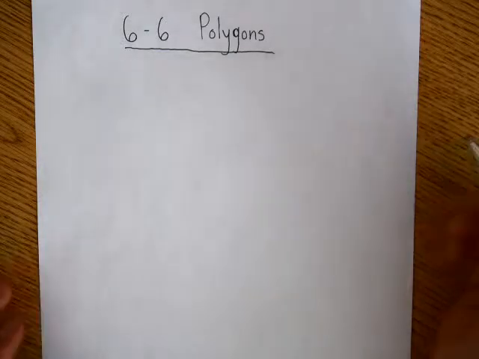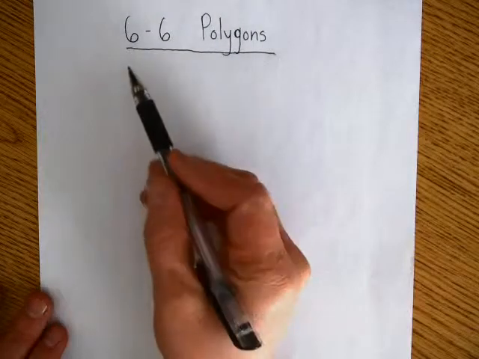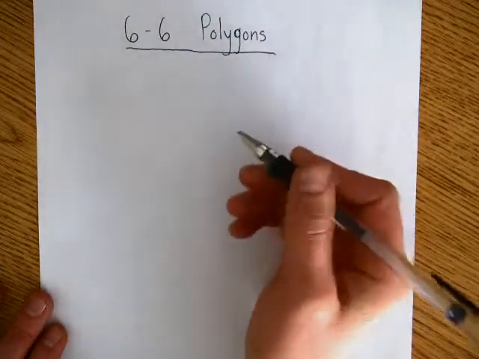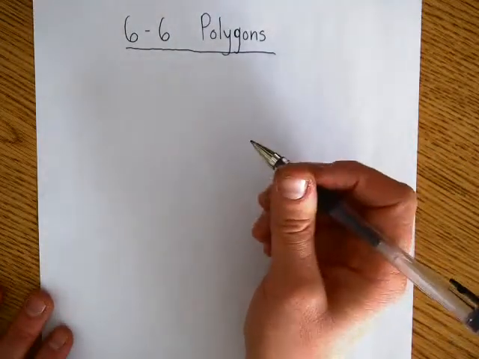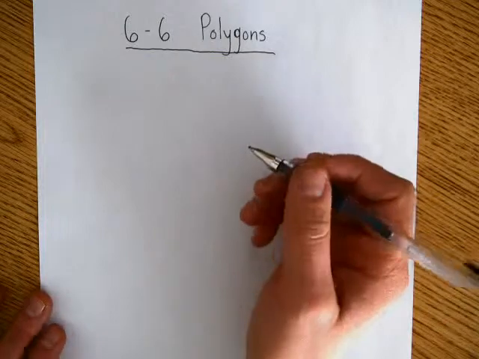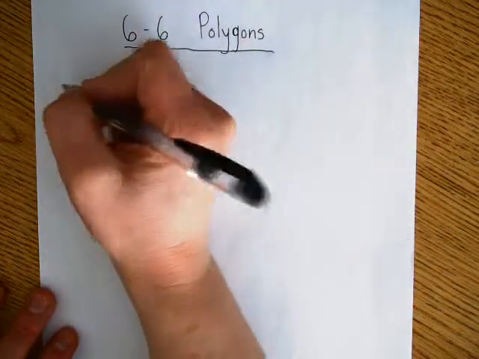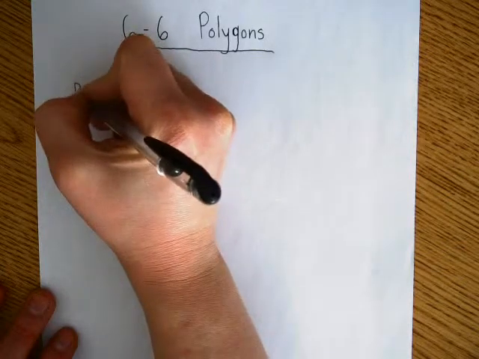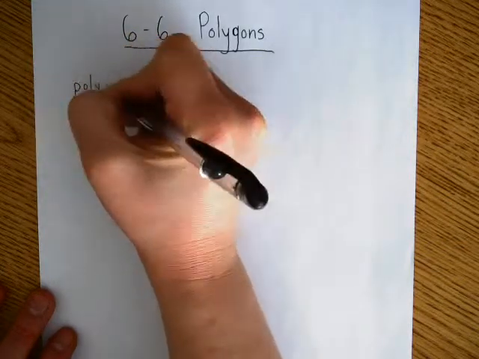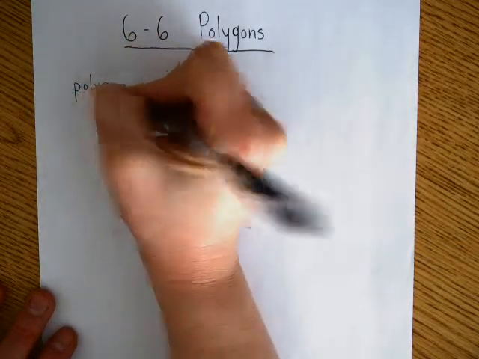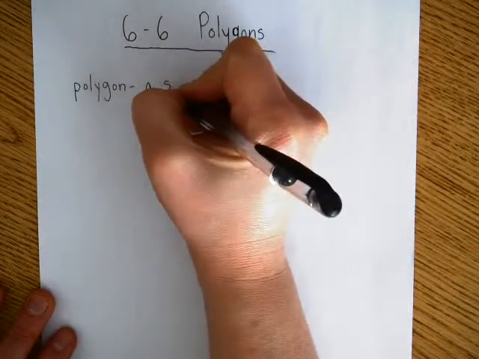Today's math lesson is lesson 6.6, Polygons, and this is a video to help parents and kids understand a little bit better. First, we're going to talk about the vocabulary for this unit. The first vocabulary word we're going to talk about is polygon. Okay, and a polygon is basically a shape.